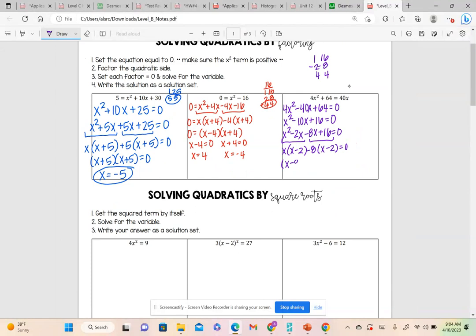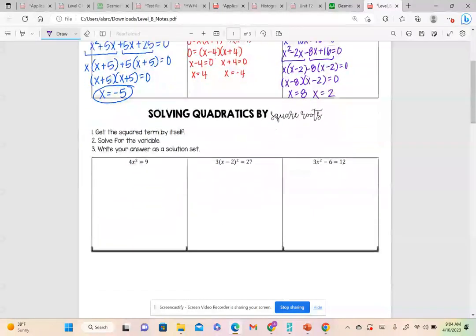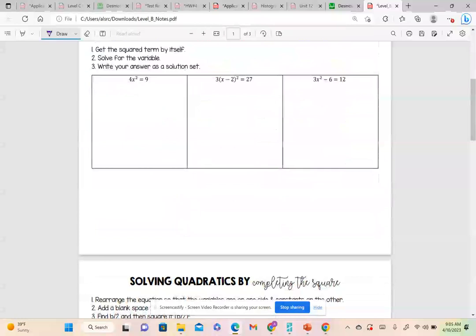So I will have x minus 8 times x minus 2 equals 0. Set them both equal to 0. If I set this first one equal to 0, I'll get x equals 8. Set the second one equal to 0, I'll get x equals 2. Okay? Solving by factoring. Solving by square roots.